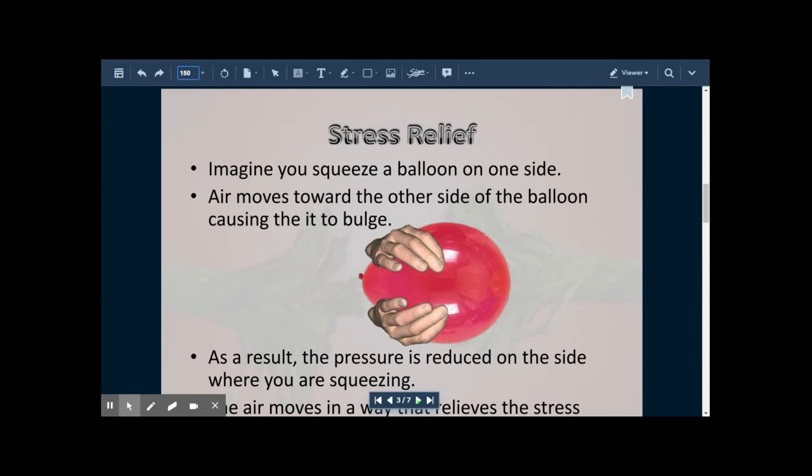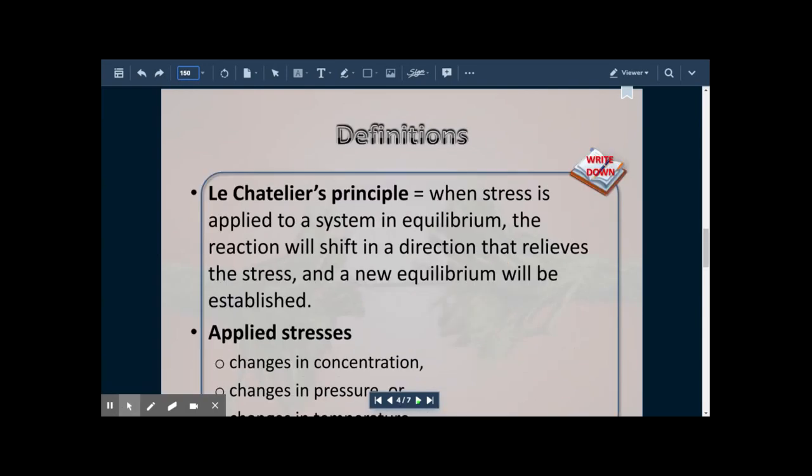When there's pressure being applied to the balloon, the air inside is being pressurized. And pressure is always trying to go from high pressure to low. So what's going to happen is the air is going to move over to the right to where there's less pressure, and it's going to relieve the stress. All of these examples that we're going to see are similar to this balloon squeezing analogy. Now, Le Chatelier's principle says that when a stress is applied to a system in equilibrium, the reaction will shift in a direction that relieves the stress, and a new equilibrium will be established.